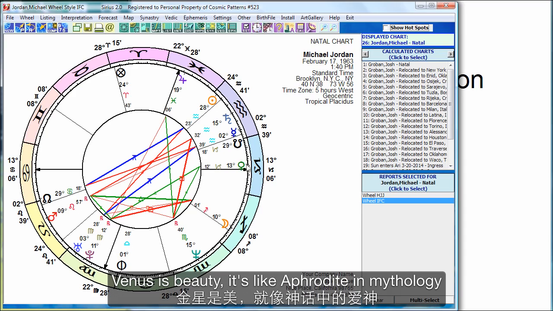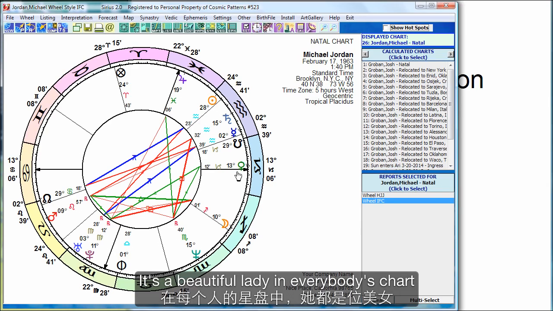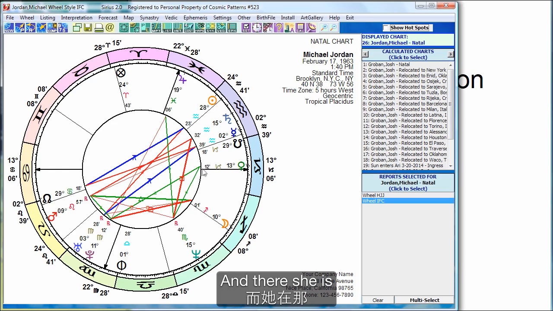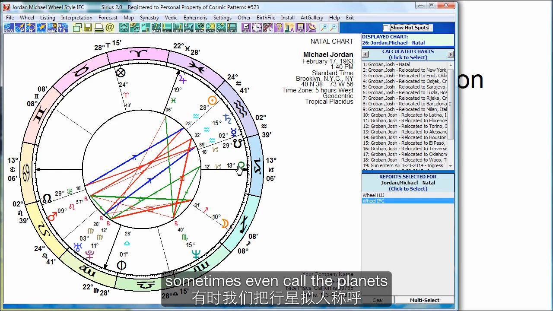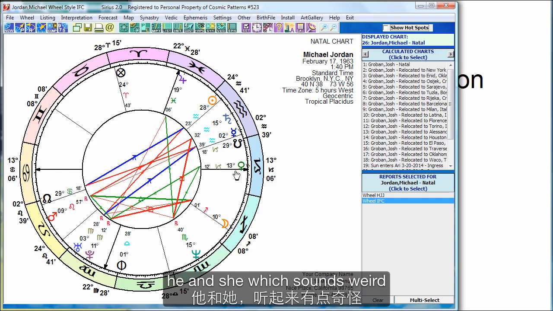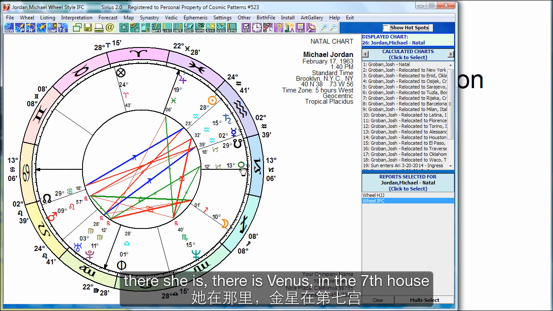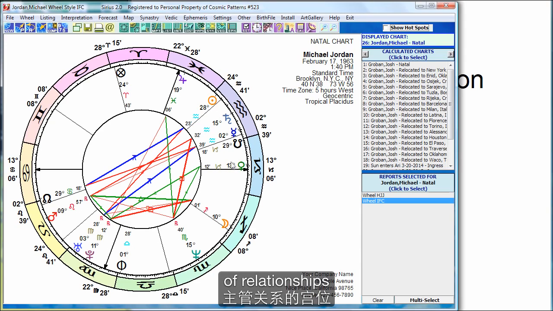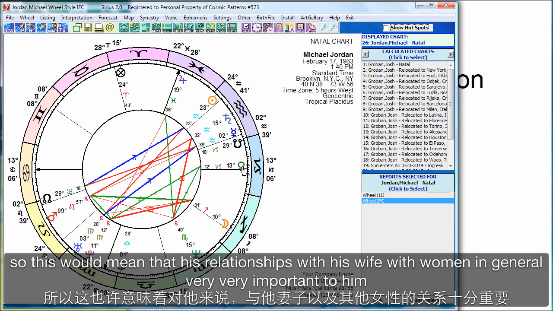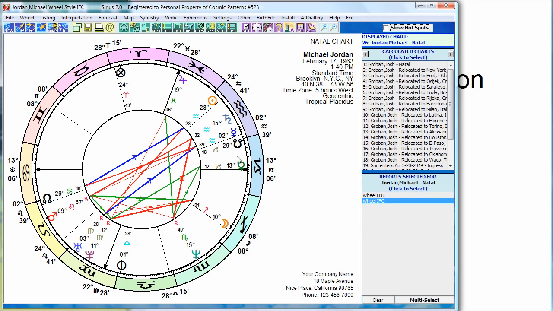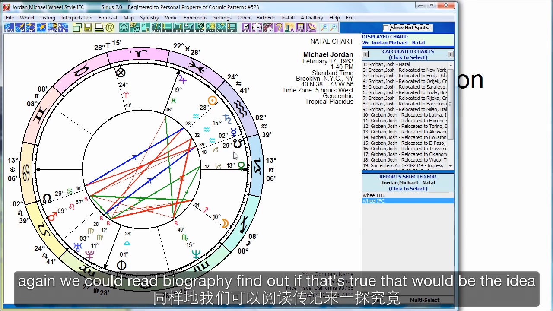And Venus is beauty. It's like Aphrodite in mythology. It's a beautiful lady in everybody's chart. And there she is. We sometimes even call the planets he and she, which might sound kind of weird. There's Venus in the 7th house of relationships. So this would mean that his relationships with his wife, with women in general, are very, very important to him. So, again, we could read his biography, find out if that's true. That would be the idea.